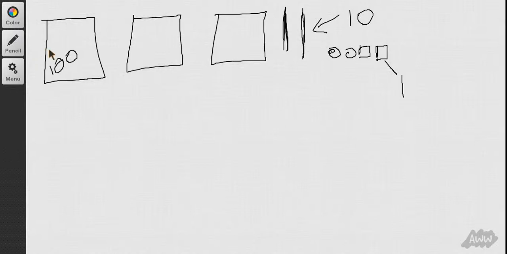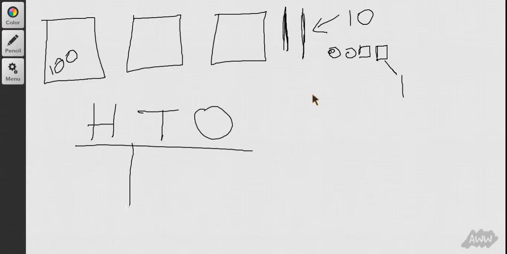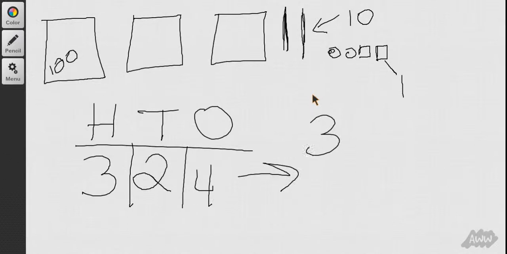So if we're looking at our base 10 blocks, what number do we have here if we have 3 hundreds, 2 tens, and 4 ones? Could we write that in standard form? Sure. Let's start with our hundreds, then our tens, and finally our ones. And we'll draw a little chart here to help us figure that out. We've got 3 hundreds, 2 tens, and 4 ones. What's our number? You got it, 324.